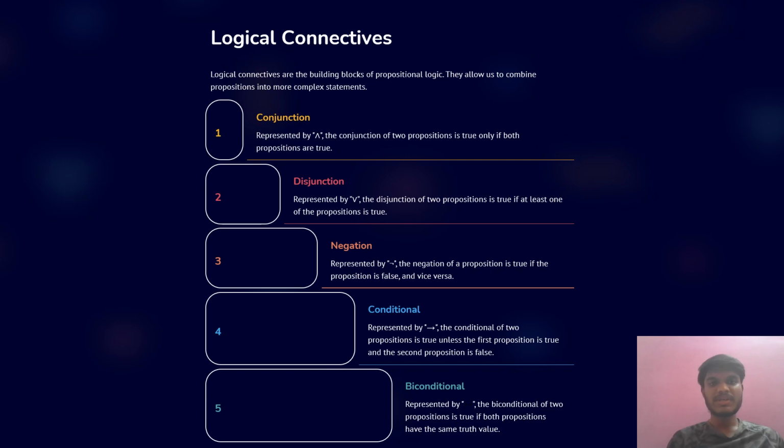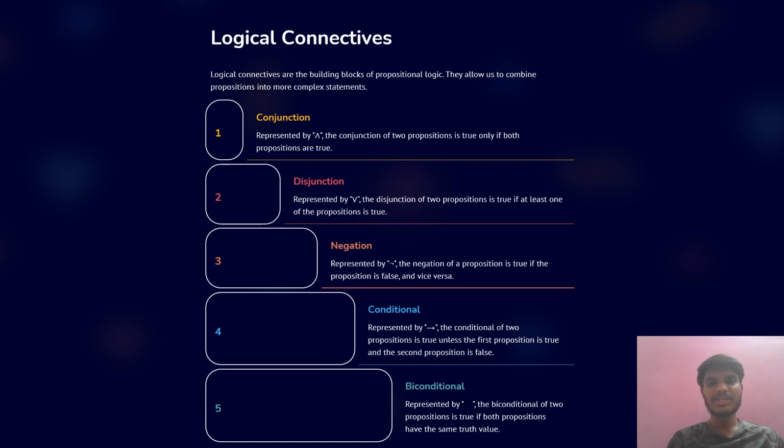Logical connectives. These are the building blocks of propositional logic. They allow us to combine propositions into more complex statements. First one, conjunction. The conjunction of two propositions is true if and only if both propositions are true. Disjunction. The disjunction of two propositions is true if at least one of the propositions is true.